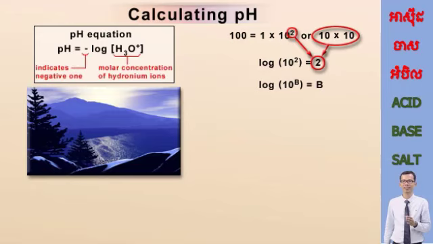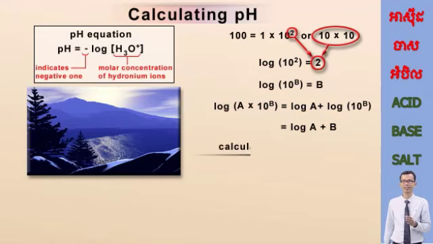pH is defined as the negative log of the molar hydronium ion concentration. The log of a number written in scientific notation is equal to the log of the coefficient added to the power to which 10 is raised.